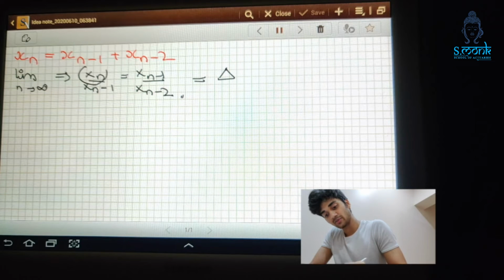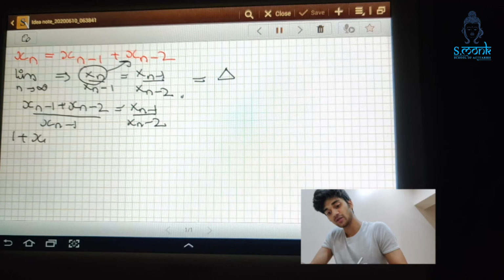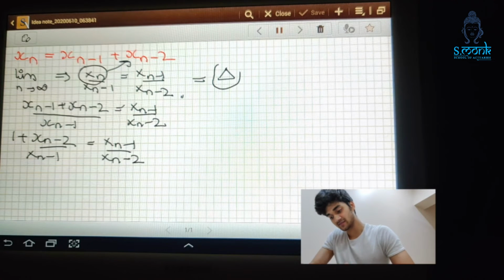So x of n can also be written as x of n minus 1 plus x of n minus 2 upon x of n minus 1, and that is equal to x of n minus 1 upon x of n minus 2. If we divide our entire equation by x of n minus 1, we get 1 plus x of n minus 2 upon x of n minus 1 is equal to x of n minus 1 upon x of n minus 2. Now if you notice, this is basically just the reciprocal of this.